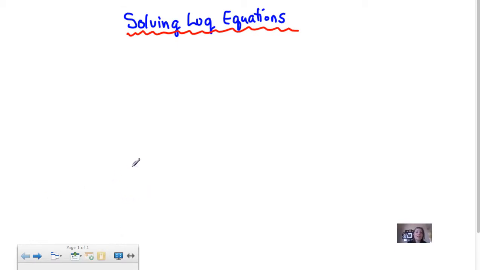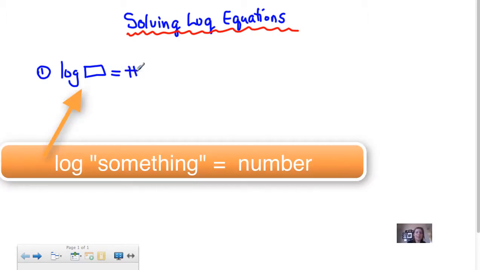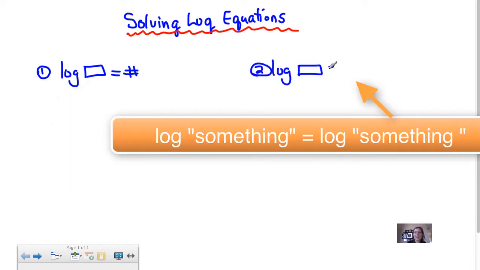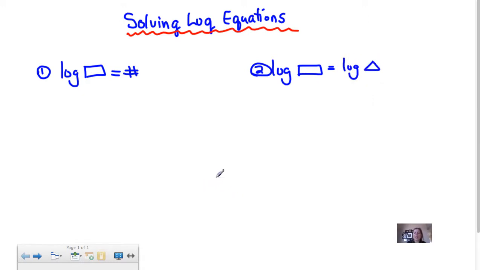When we're solving log equations, they can fit into one of two types of equations. They'll either fit into the pattern of the log of something is equal to a number, or the pattern of the log of something equals the log of something else. And every single log equation, you should be able to get back into one of these two forms, and then we're going to be able to solve them.